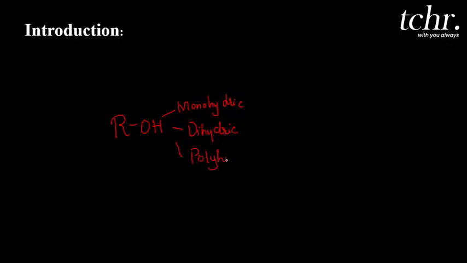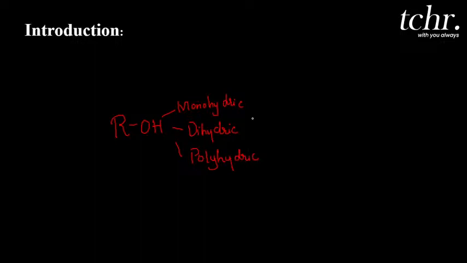If a hydroxyl group OH is attached to an alkyl group, we identify it as a compound that is alcohol, right? So this alcohol can be further classified as monohydric, dihydric, and polyhydric alcohol.